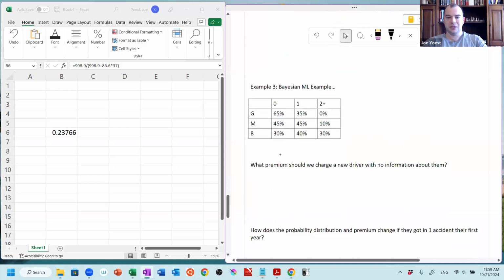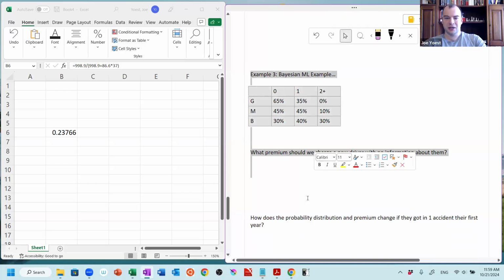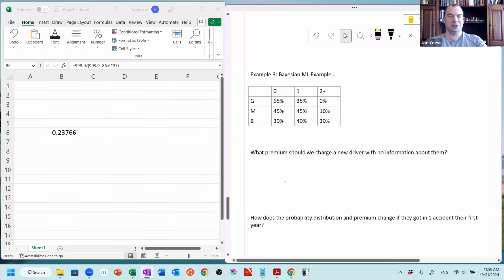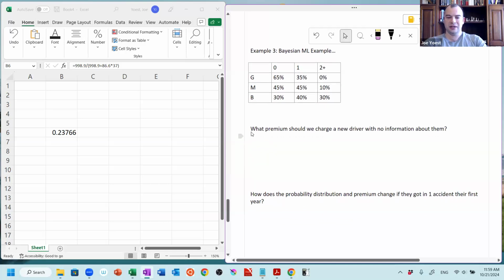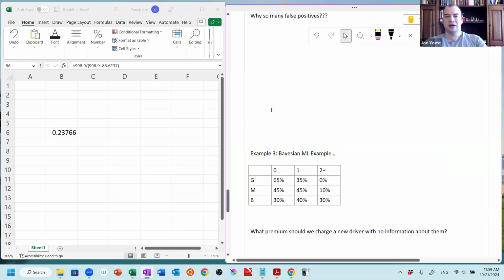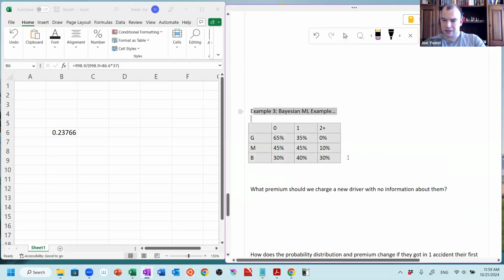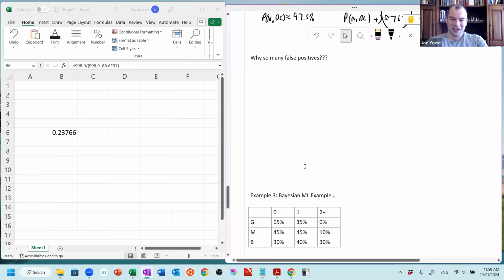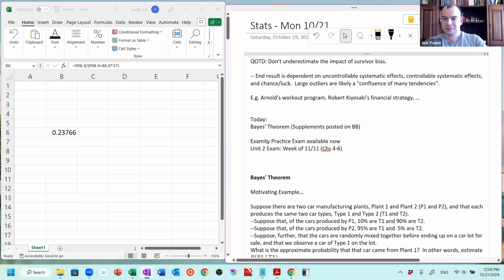Okay, so next time we come back, we'll work through this Bayesian machine learning example about insurance and car insurance rates and so on. And oh, my other windows didn't copy over correctly. Well, good thing that's next time. That will wrap up the Bayesian discussion.